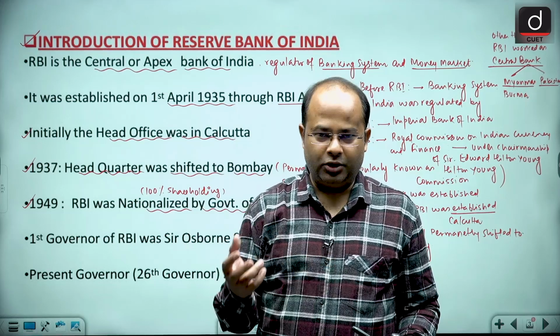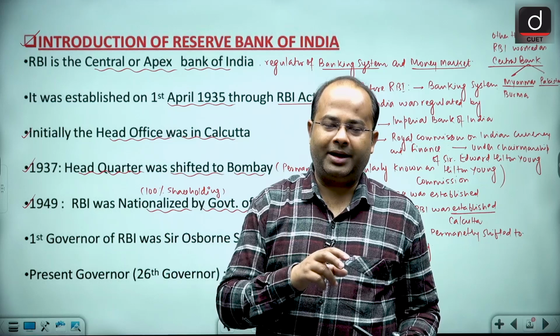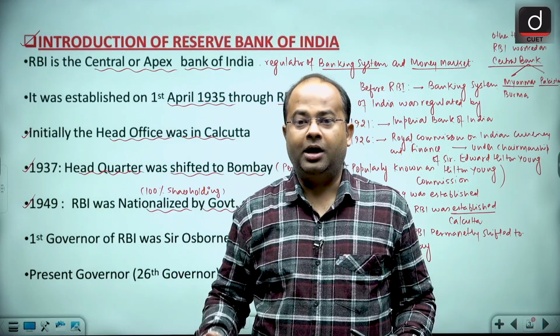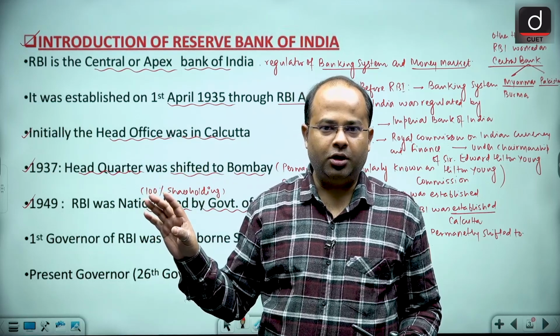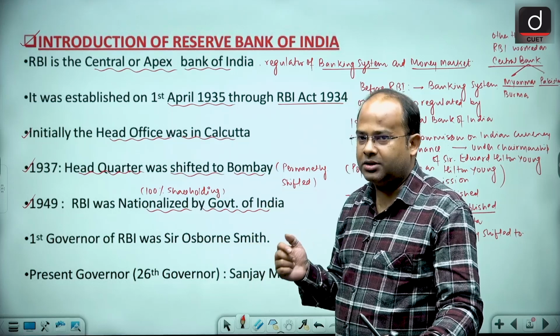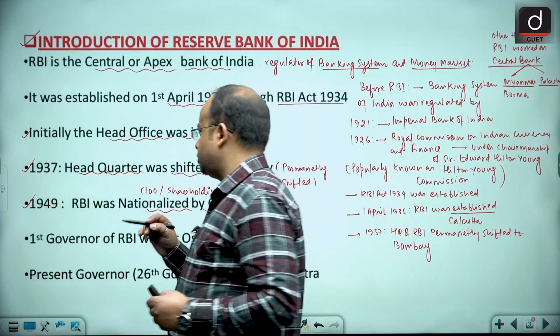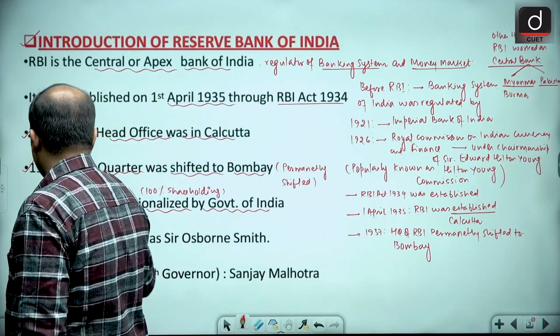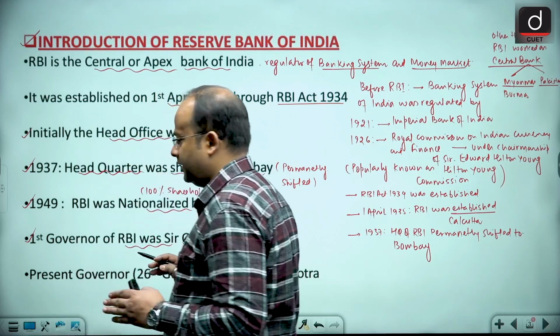For Myanmar, that was earlier known as Burma, till April 1947, and for Pakistan till June 1948, RBI worked as the central bank. I hope it is clear to all of you. Other than this, the first RBI governor was a British person. So it was established during the British time period. The first RBI governor was Sir Osborne Smith.